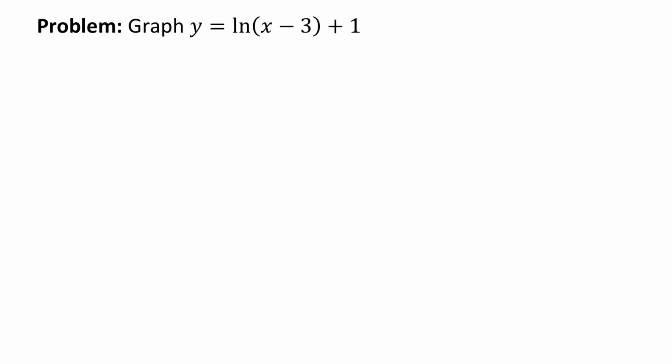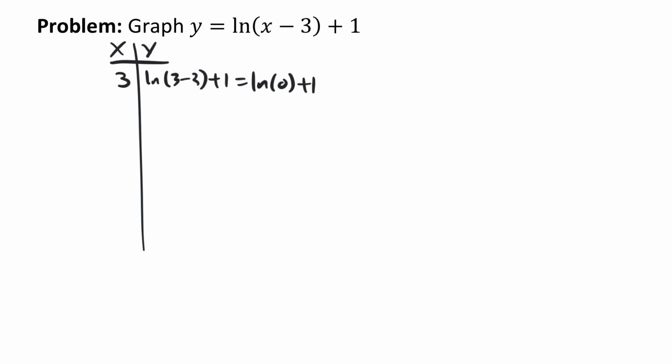All right, so to really take it up a notch, go ahead and try to graph this. This is ln of x minus 3, plus 1. Go ahead and pause the video and give it a try. Okay, you've got to be really clever with your xy axis here, your table. You got to start with 3, because ln of 3 minus 3 is going to be ln of 0 plus 1, and that's undefined. So that's going to give us our vertical asymptote.